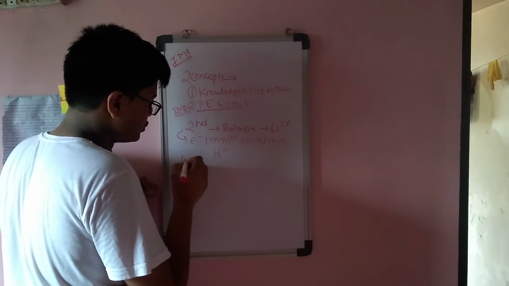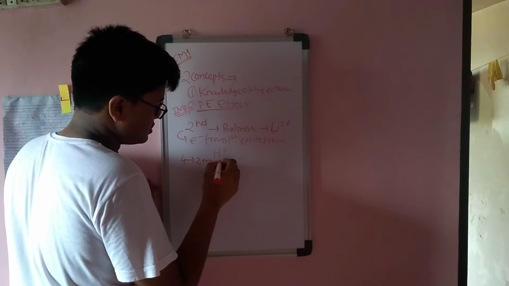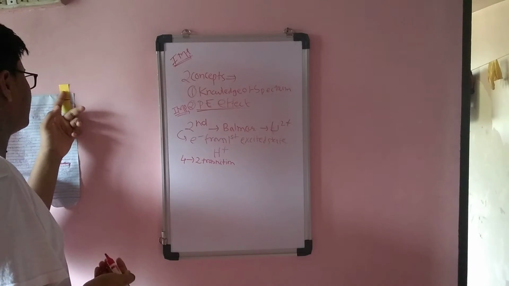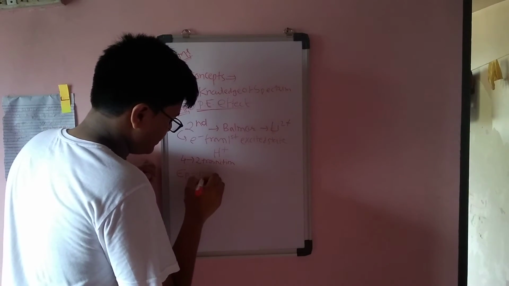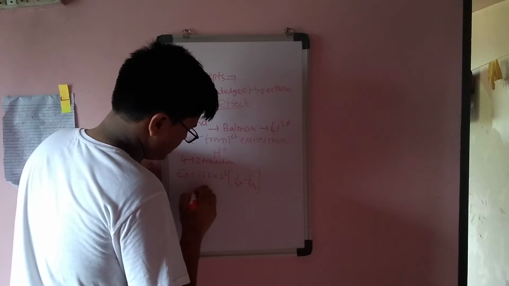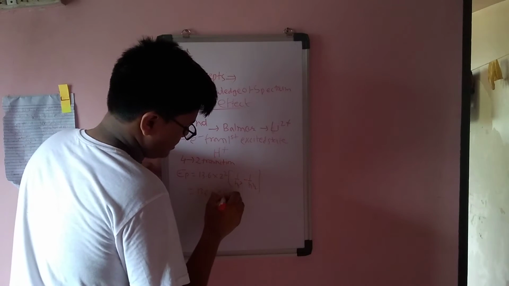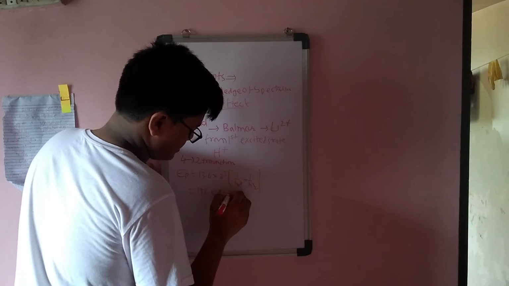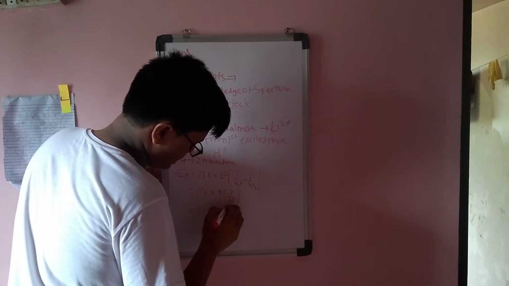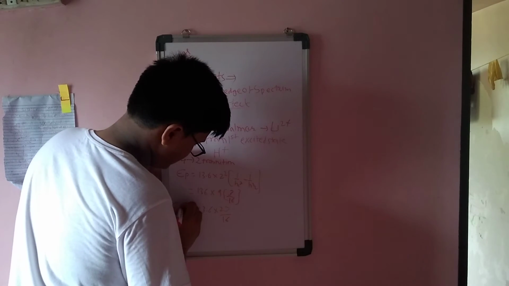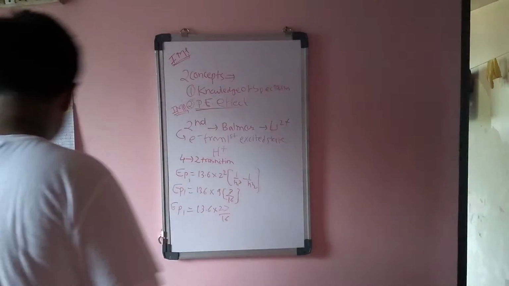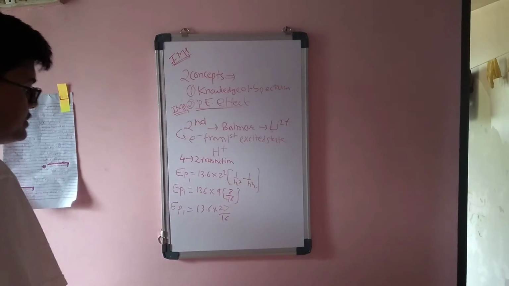The second line of Balmer series is the 4 to 2 transition. So its energy will be 13.6 into Z square into (1 by n1 square minus 1 by n2 square), and it will become 13.6 into 9 into 3 by 16. So it will become 13.6 into 27 by 16. It is your E1. You can see, E1 it is. Okay, move forward.